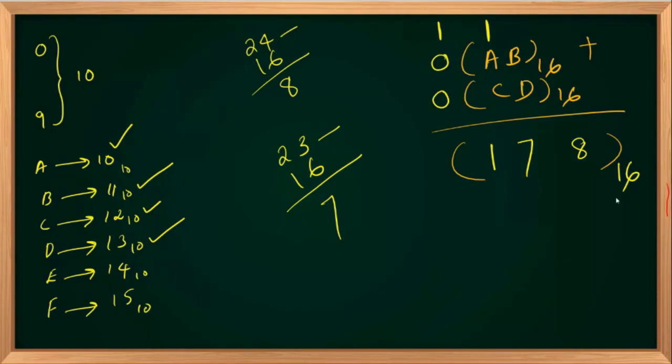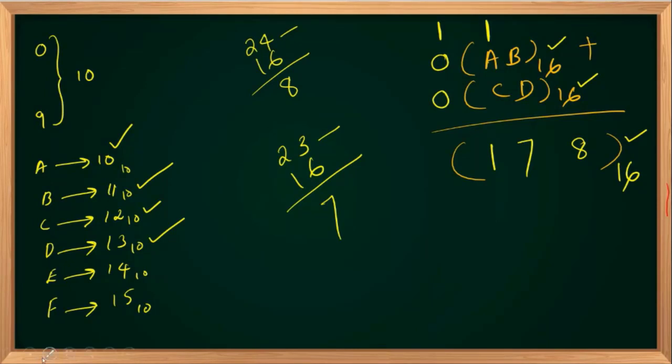Hexadecimal, right? So you can add any number in a given base, but you should be careful. This number and this number both are in the same base system, and you are expecting a result in the same base 16 in this particular example, right?